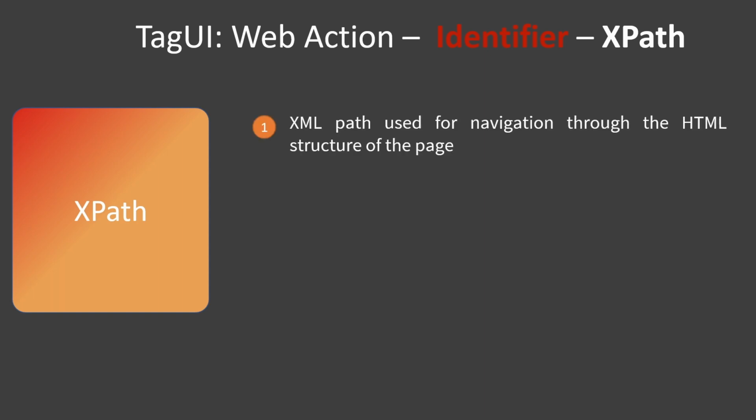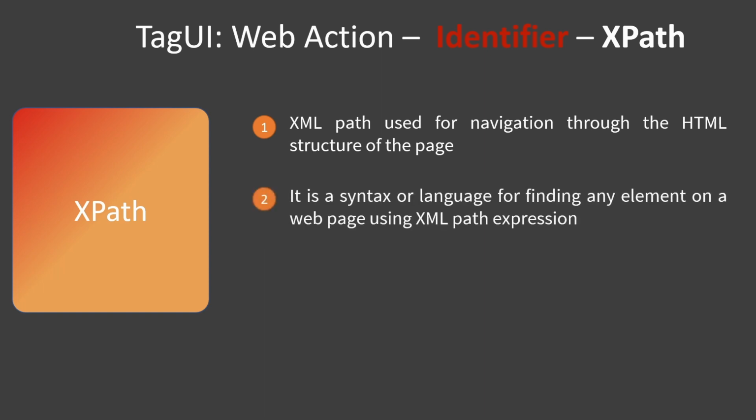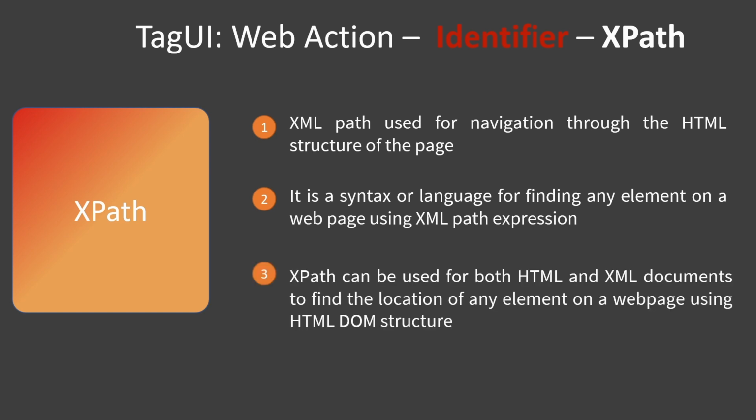So as I discussed, it is very helpful for navigation through an HTML structure. A web page is built with a collection of HTML, which is a collection of tags, and we can use XPath. It's a syntax or a language, the ability to query the document to find a desired element with XML path expressions. XPath can be used for both HTML and XML documents to find the location of an element on a web page using the HTML DOM structure, which we have seen in the past DOM example.